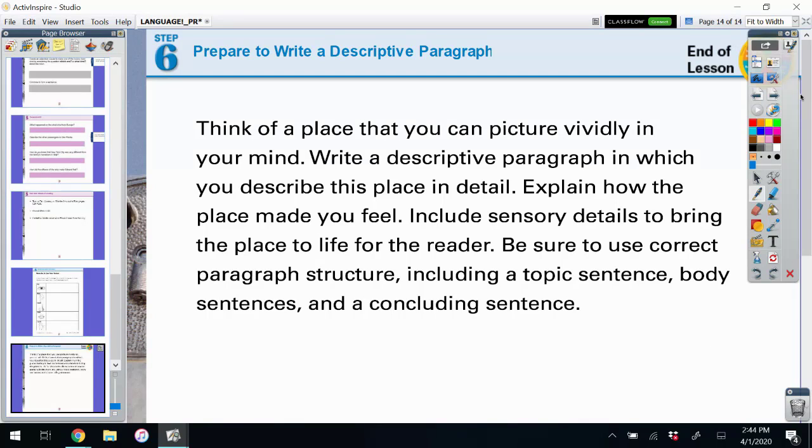So, what is the topic? It's a place you can picture in your mind. Now, what are you being asked to write? You're being asked to write a descriptive paragraph. And what is your purpose for writing? You're going to describe the place so the reader can visualize it.